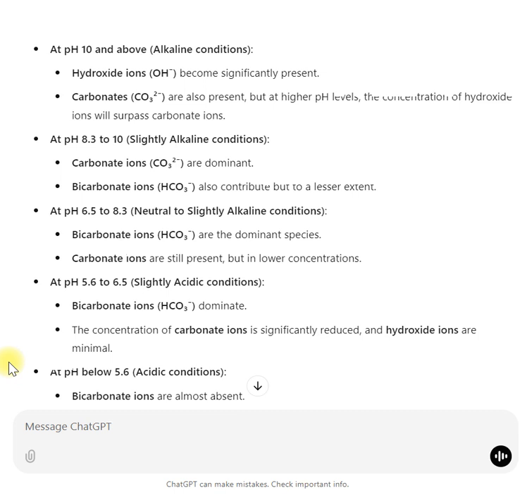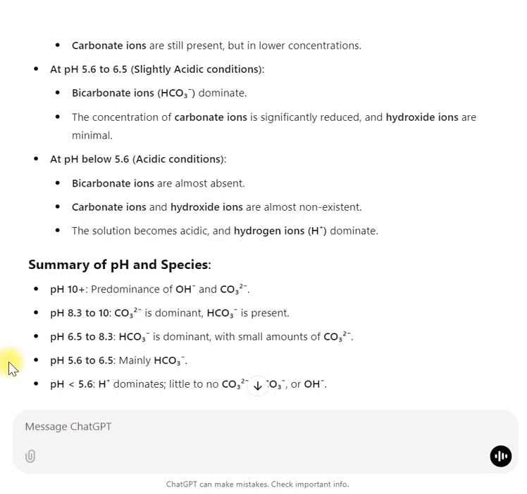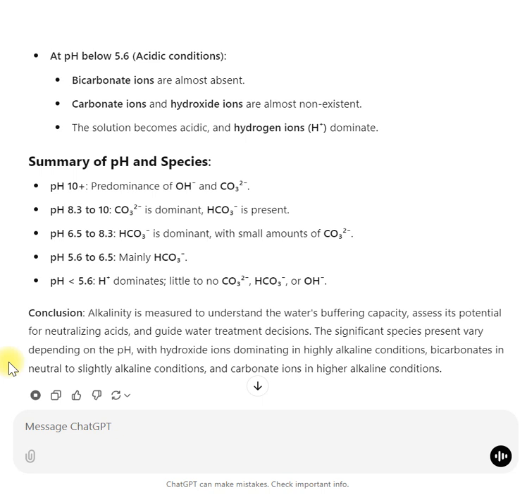At pH 5.6 to 6.5, slightly acidic conditions, bicarbonate ions (HCO3-) dominate. The concentration of carbonate ions is significantly reduced, and hydroxide ions are minimal. At pH below 5.6, acidic conditions, bicarbonate ions are almost absent. Carbonate ions and hydroxide ions are almost non-existent. The solution becomes acidic, and hydrogen ions (H+) dominate.